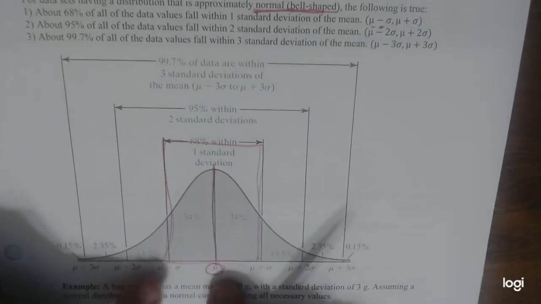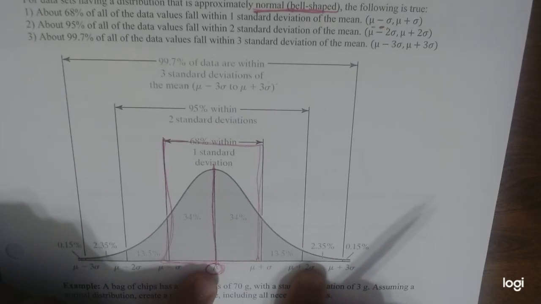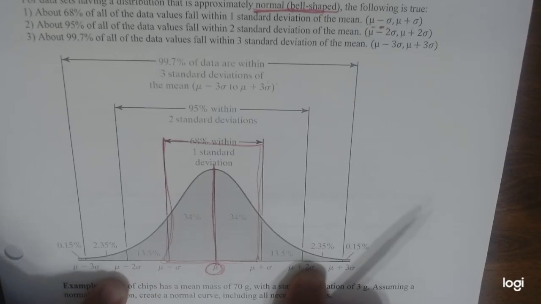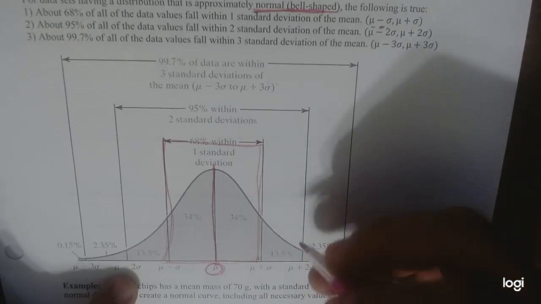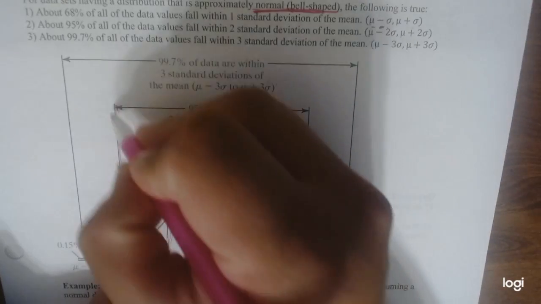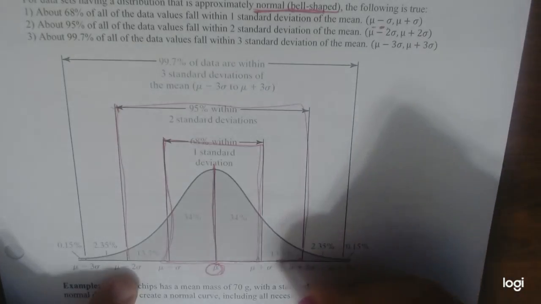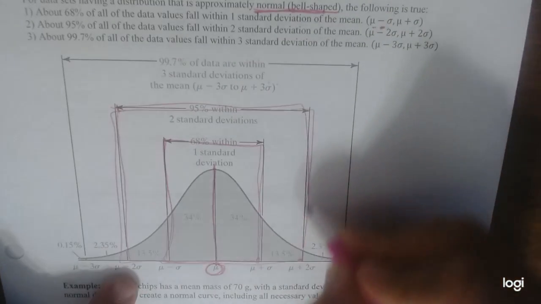So if I go out one more, so if I go out to two standard deviations, so one more here and one below, so now it's your mean minus 2s and your mean plus 2s. What you're guaranteed is 95% of all the data values are going to be within these two numbers.